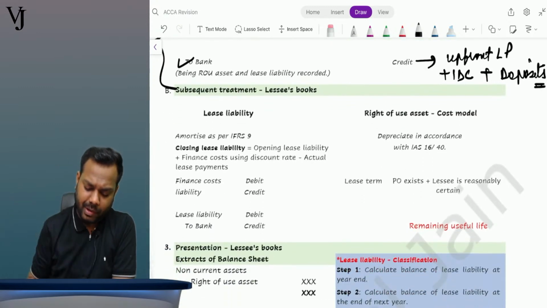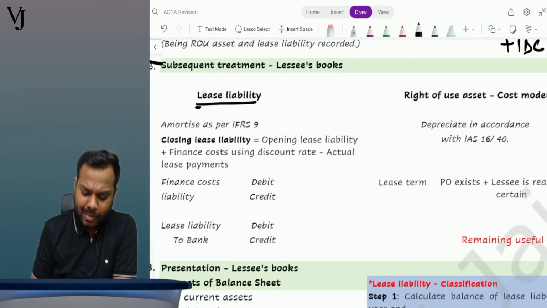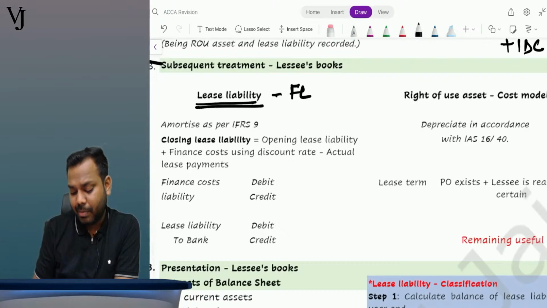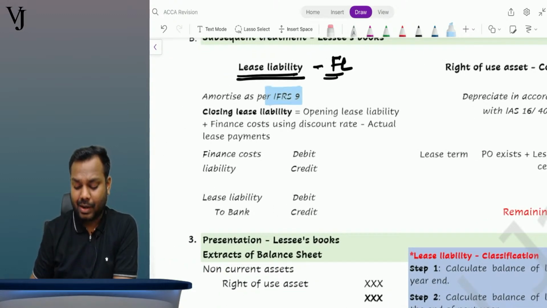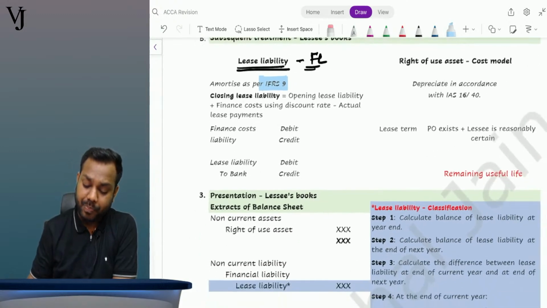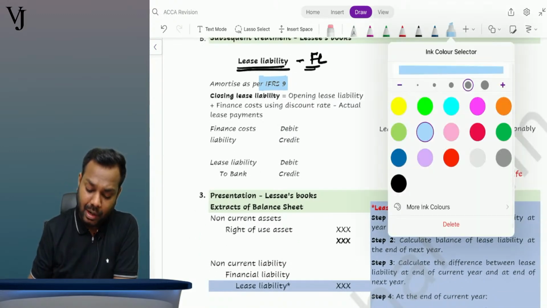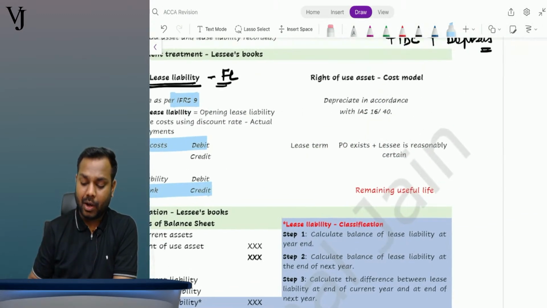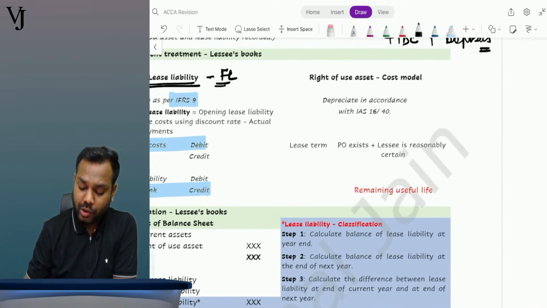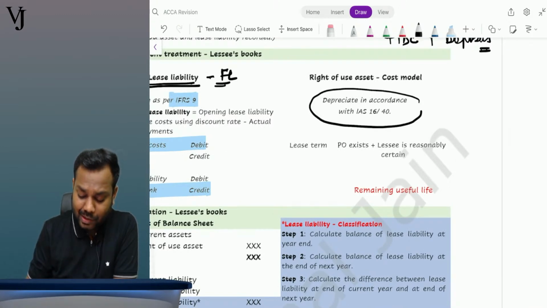Now, subsequent treatment. Subsequently, what will happen? This lease liability is like a financial liability, and it will be considered as per IFRS 9, financial liability. So what will you do for this lease liability? You will record finance cost on this liability and you will pay this liability. Now, what about this right of use asset? You will depreciate it in accordance with IAS 16 or 40 over the lease term.